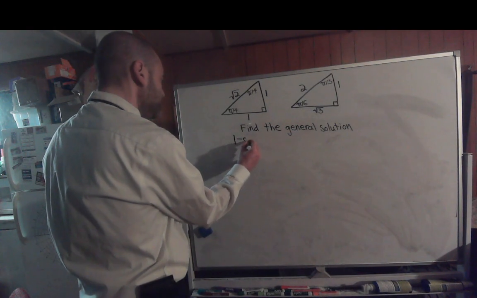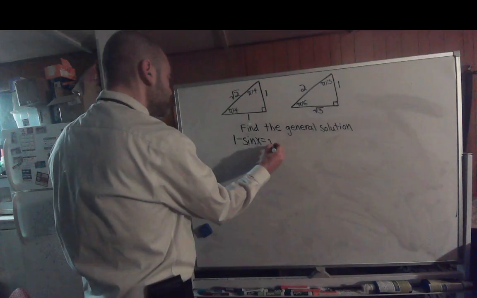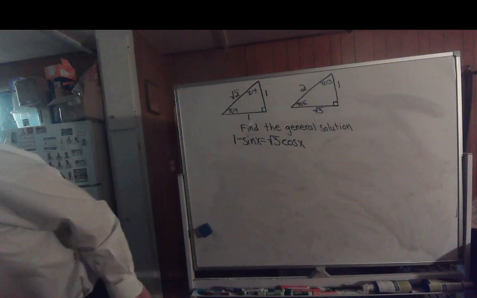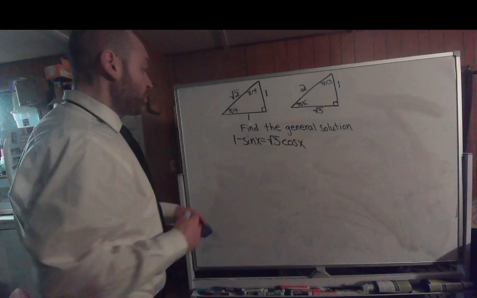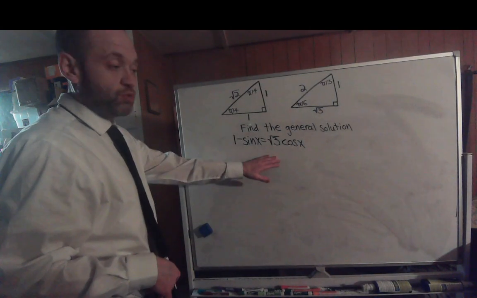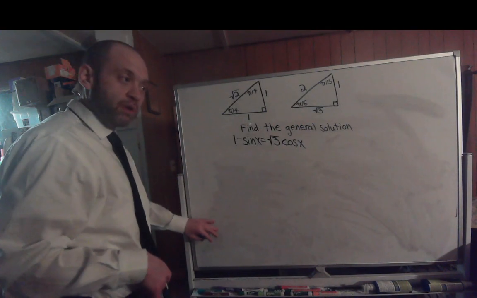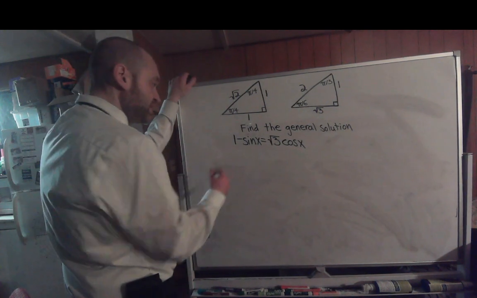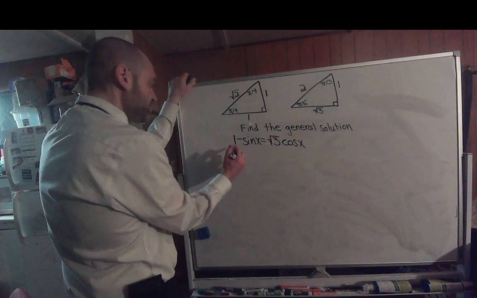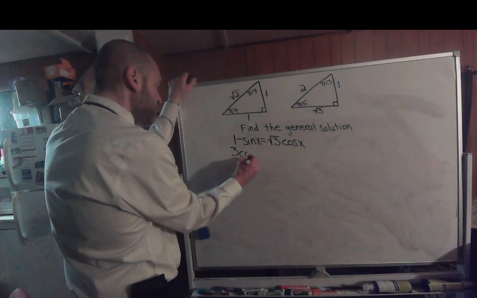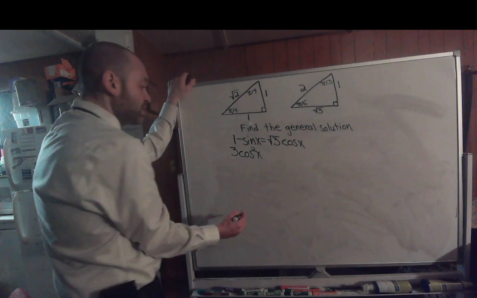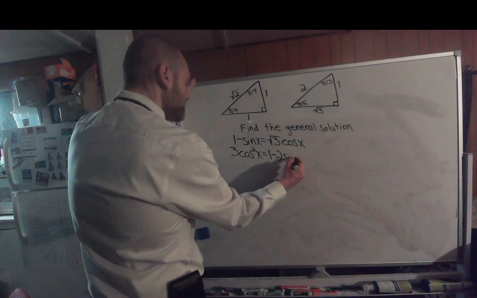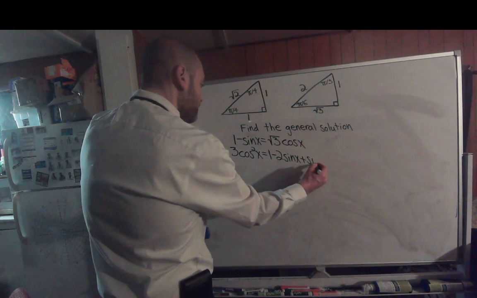One minus the sine of x equals the square root of 3 times the cosine of x. Well, we have two different trig functions and a multiple of the square root of 3. I think it's safe to say we would probably want to square both sides, right? So let's do that. Let's switch sides. So this would turn into 3 times the cosine squared of x would equal, if we square the right side, 1 minus 2 times the sine of x plus sine squared of x.